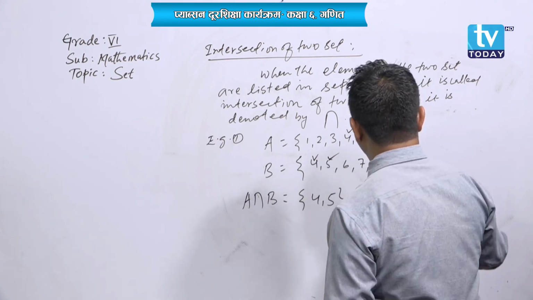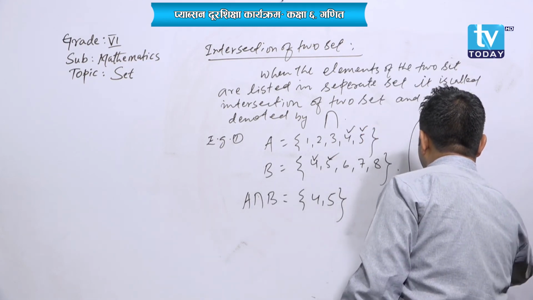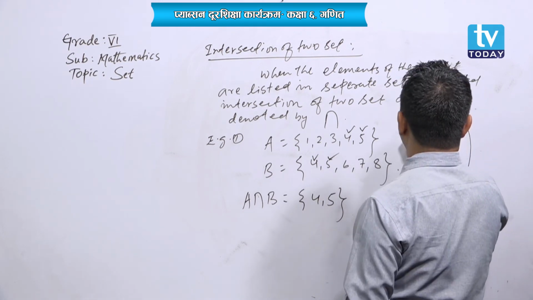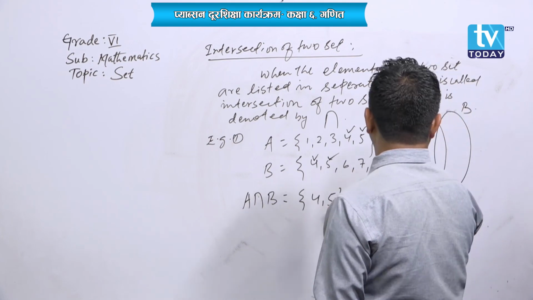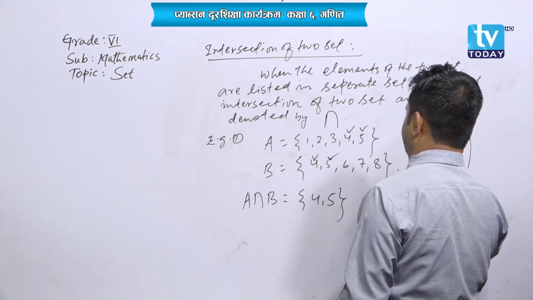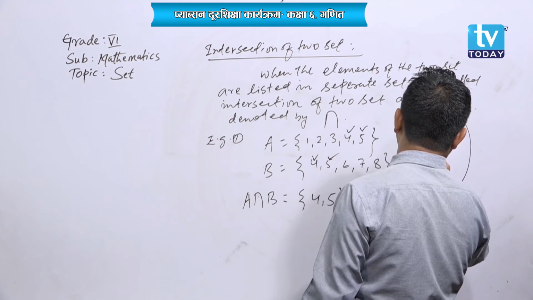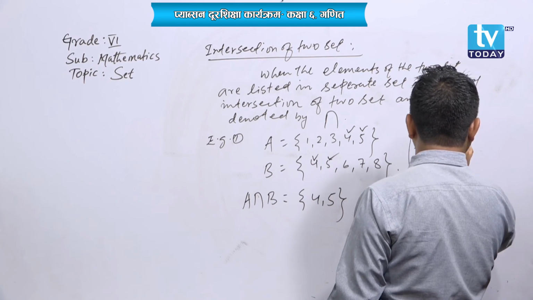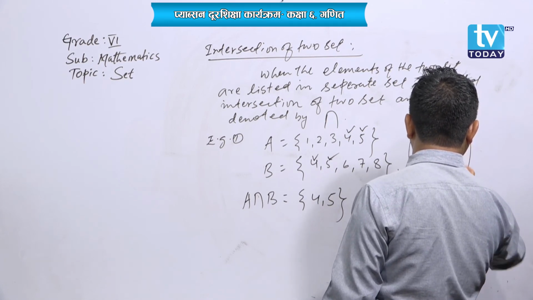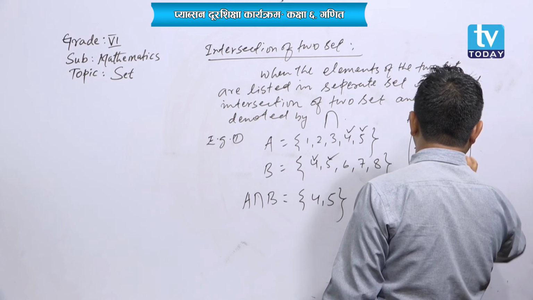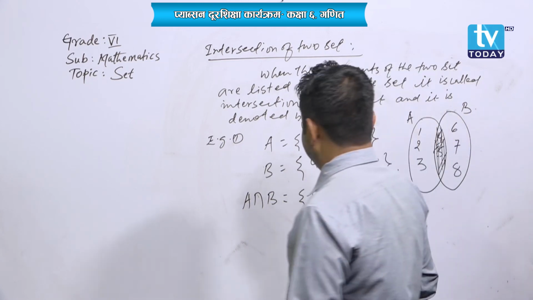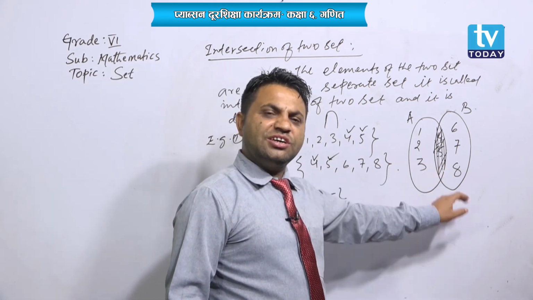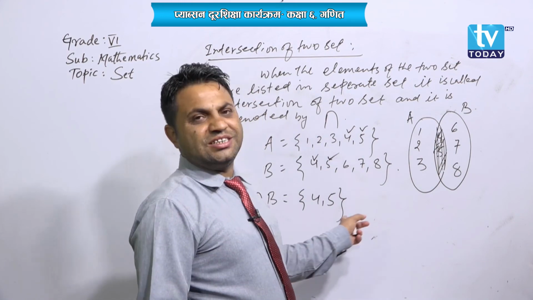Now, in a diagram also, we can show this. This is set A, this is set B. Please write the common elements first: 4, 5. The remaining elements: 1, 2, 3, and 6, 7, 8. And this portion is called the intersection. Understood? The shaded part is called the intersection of two sets.